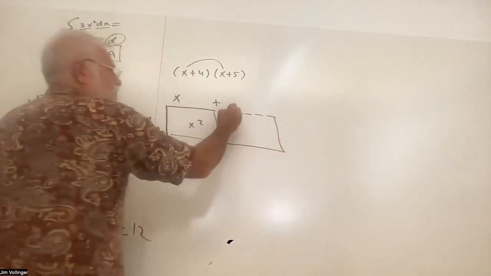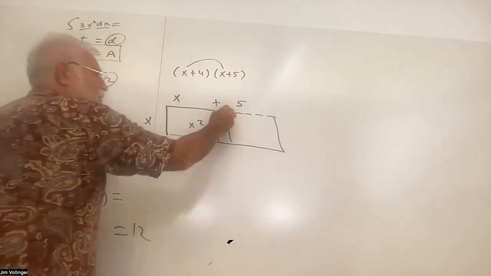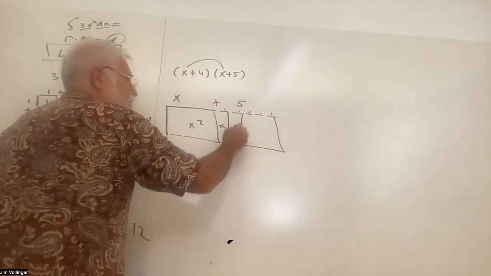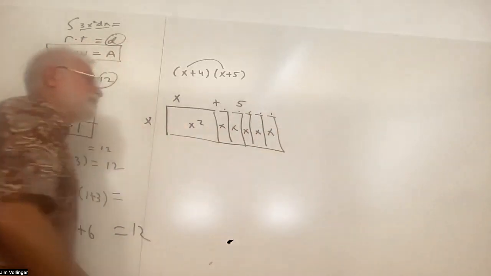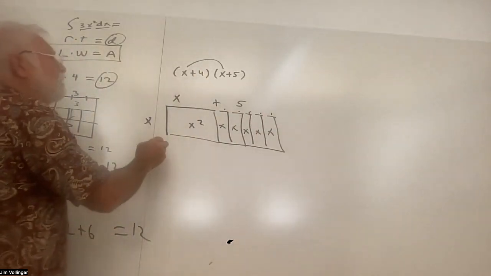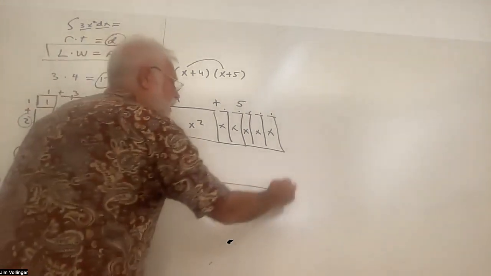Okay, so I've got x times 5. So I know that's 5x, and where does it come from? Remember, 1, 1, 1, 1, 1. That's an x, that's an x, that's an x, that's an x, that's an x. Those look like terms to me. And here I have 4. 1, 2, 3, 4. Well, I got a quadratic.